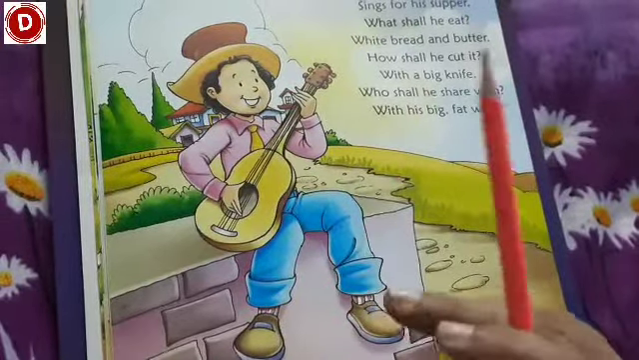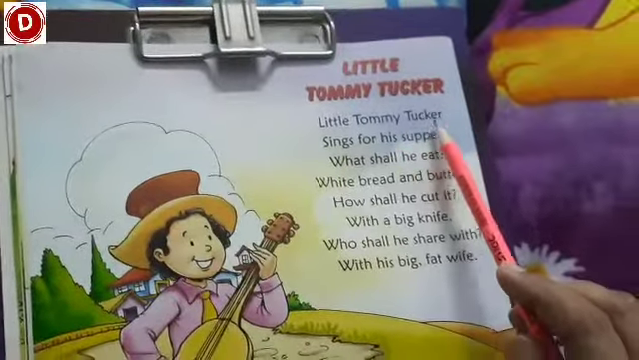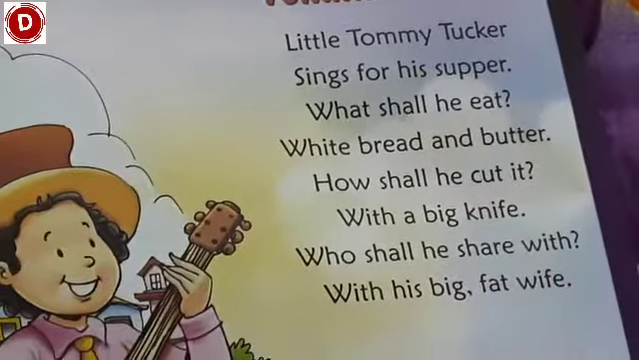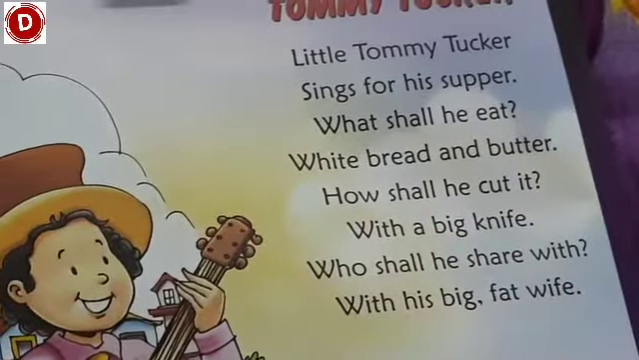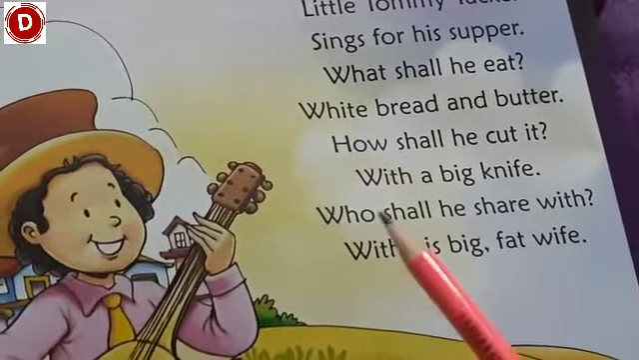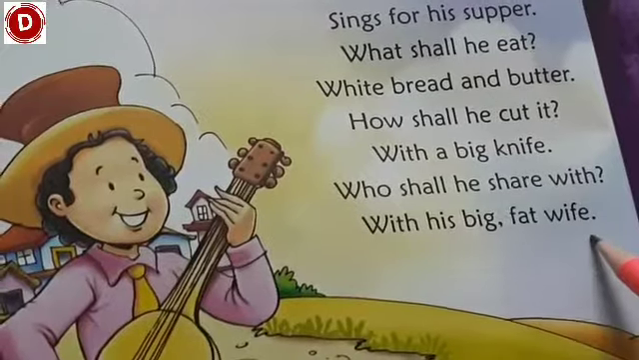So let's know about him through this rhyme. Little Tommy Tucker sings for his supper. What shall he eat? White bread and butter. How shall he cut it? With a big knife. Who shall he share with? With his big fat wife.